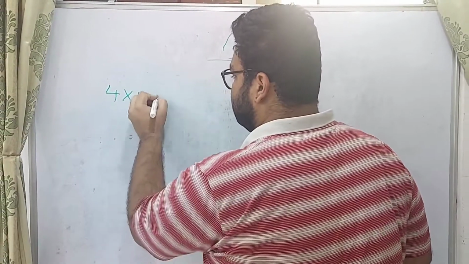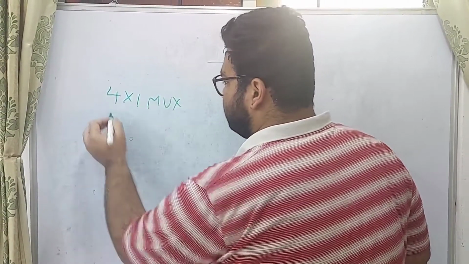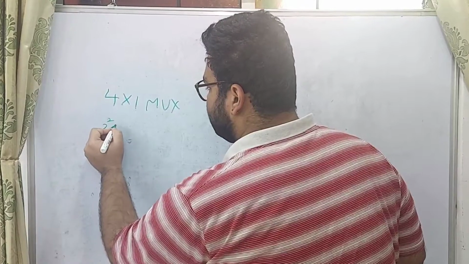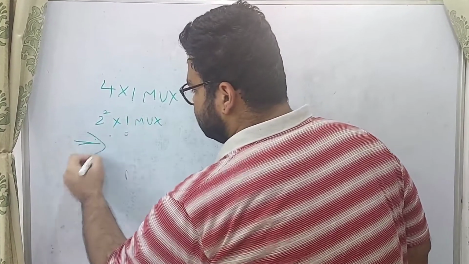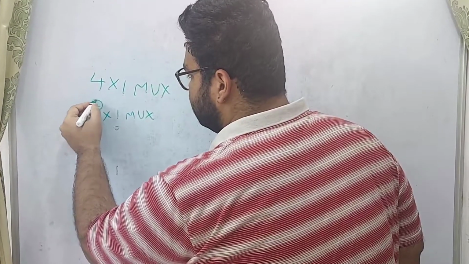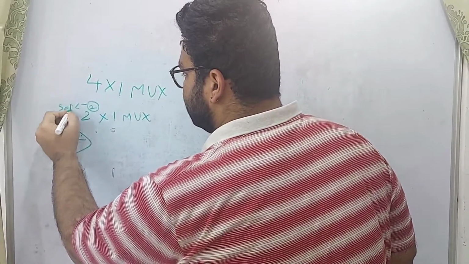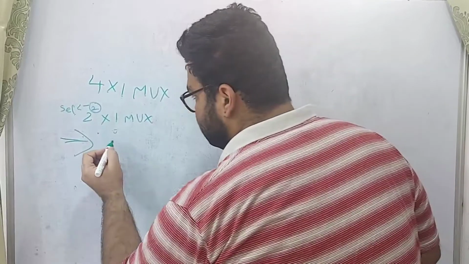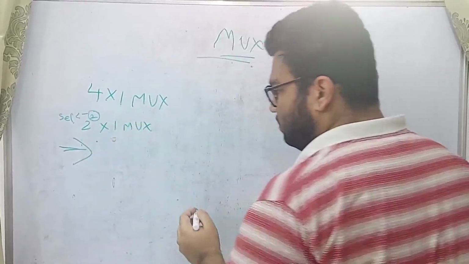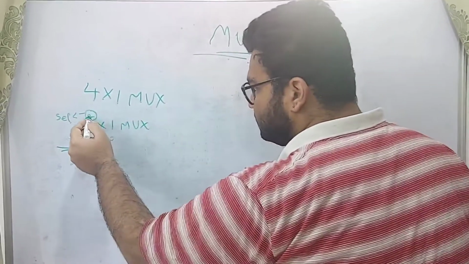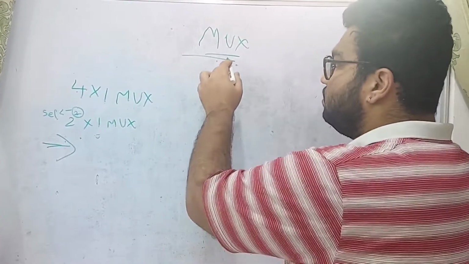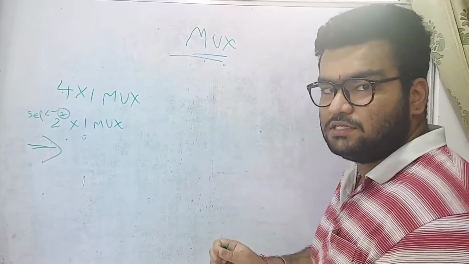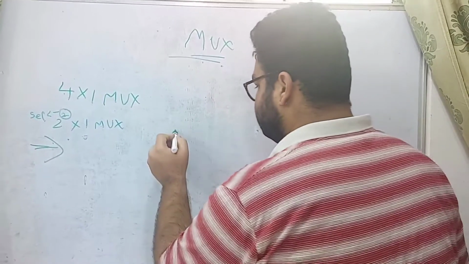So 4x1 MUX. The 4 we can write as 2 power 2 cross 1 MUX. As I have said earlier, this is the number of select lines. That is, the 4x1 multiplexer will have 2 select lines, 4 input lines, but only 1 output, because I told you, a multiplexer always has 1 output.